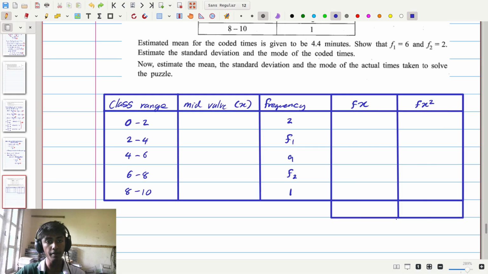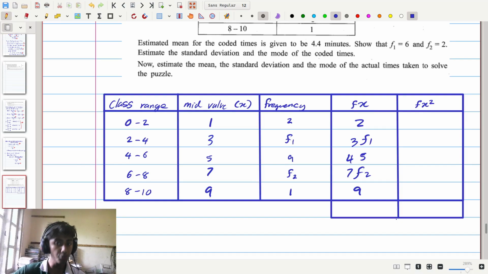If we start filling them in, the mid value for 0 to 2 is 1, the mid value for 2 to 4 is 3, and then we have 5, 7 and 9. Now considering that, if we fill in fx, we have 1 times 2 which is 2, we have 3 times f1 so 3f1, we have 5 times 9 or 45, we have 7 times f2 or just 7f2, and finally we have 9 times 1 which is 9.